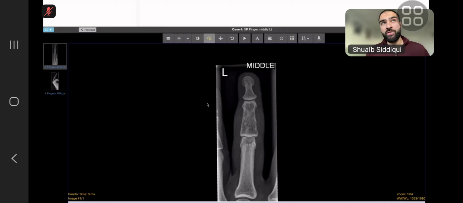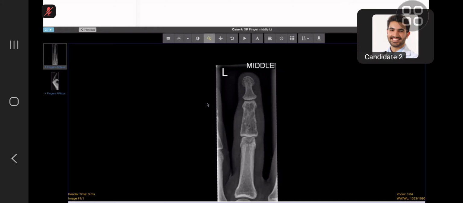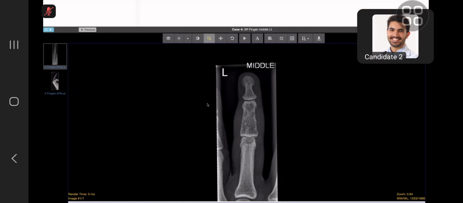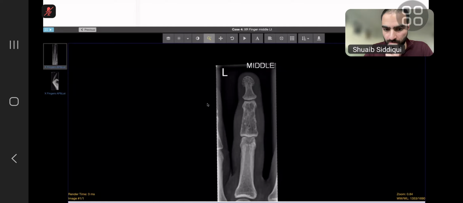Okay. So if I asked you, how do you describe the transition zone of this? Wide transition zone. It's not narrow. Okay. Can you think of any benign lesions which might look like this? Yeah, enchondroma.